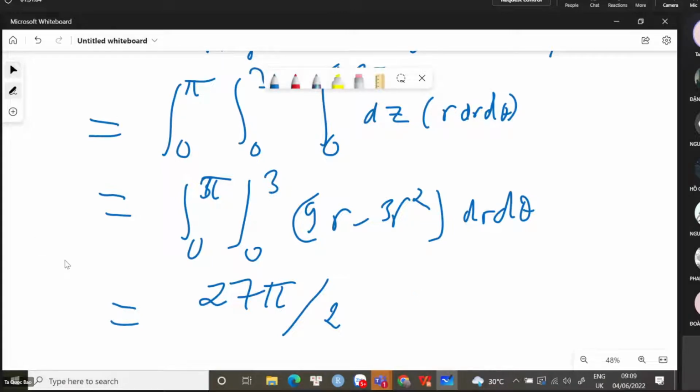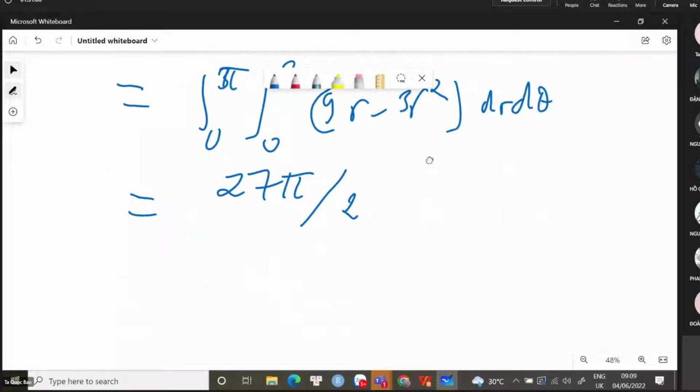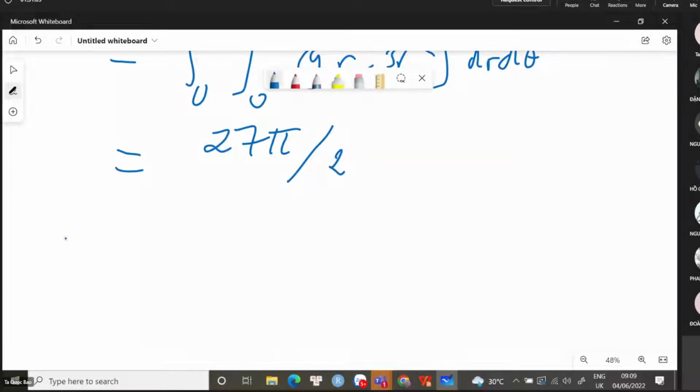Question 3b. Now 3b, you can draw the volume here.